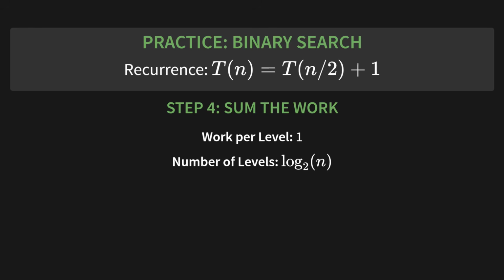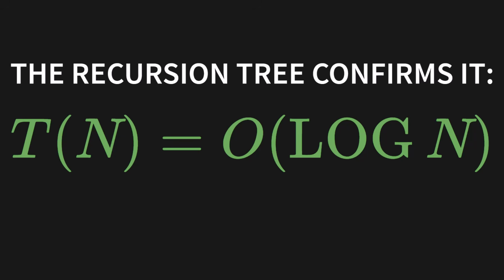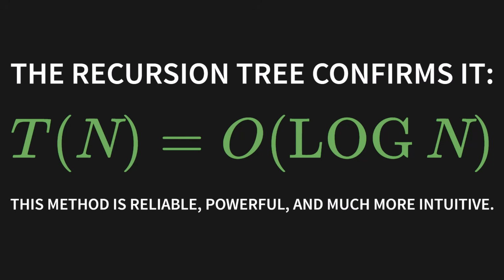Step 4. Sum the work. The work per level is 1. The number of levels is log base 2 of n. The total work is just 1 times log base 2 of n. The recursion tree confirms it. T of n equals O of log n. We got the exact same answer. This method is reliable, it's powerful, and I think you'll agree, it's much more intuitive than all that messy algebra.